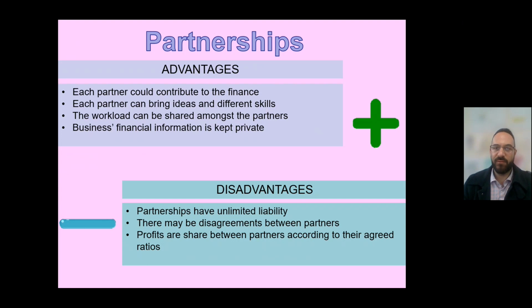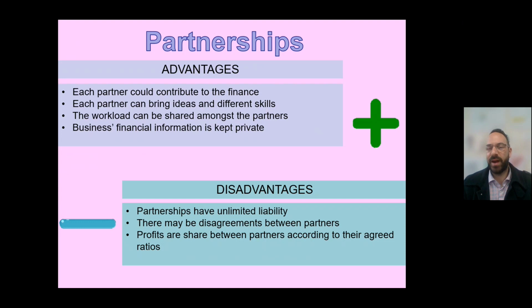Obviously, with partnerships, you can have more than two people. Generally, it's up to about 20. But ultimately, you can have 4 or 5 partners in a business all contributing financially. The workload can be shared amongst the partners, and the business's financial information is kept private. What I mean is, it's kept private between all the partners.